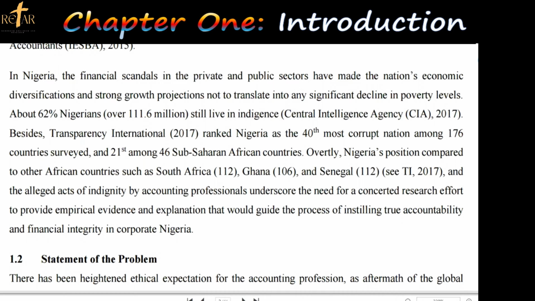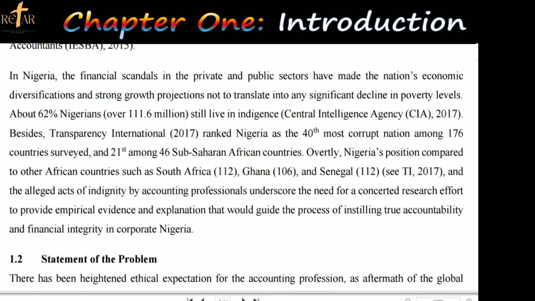About 62% of Nigerians still live in indigence. And look at the source. You are not saying something from your head. You must provide a source. Now, this percentage would have changed.